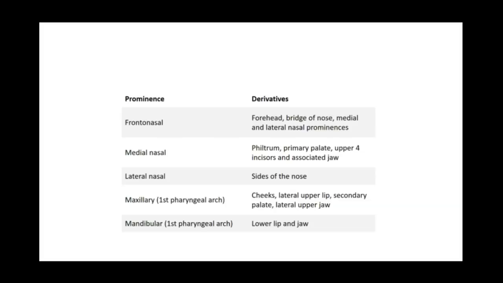Okay, so the philtrum, that is the cleft that you see in the middle line below the nose and in the upper lip, is going to develop from the medial nasal and the primary palate. The lateral nasal is going to give rise to the sides of the nose, that is what we call the ala of the nose, that is going to be developed from the lateral nasal.